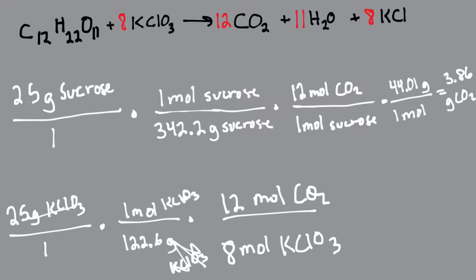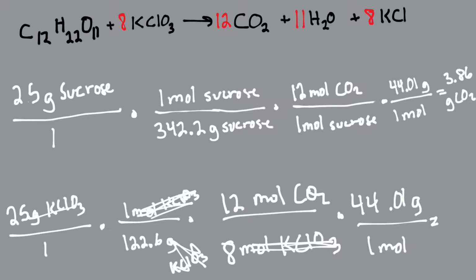At that point we can cancel out moles of KClO3. Now we're on moles of CO2. We're going to convert back to grams, and we already know the molar mass of that. We're going to multiply by 44.01 grams per 1 mole of CO2, and this equals 13.5 grams of CO2.